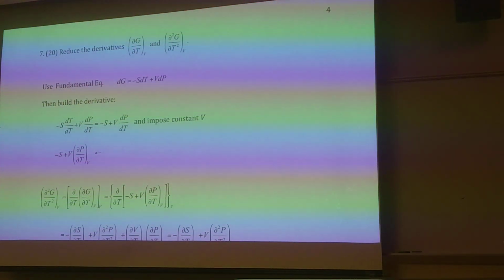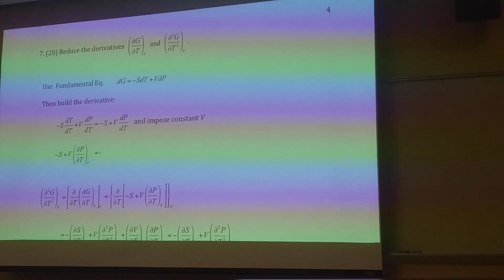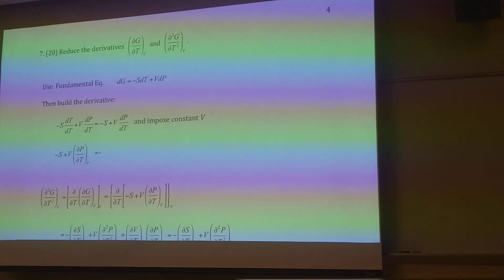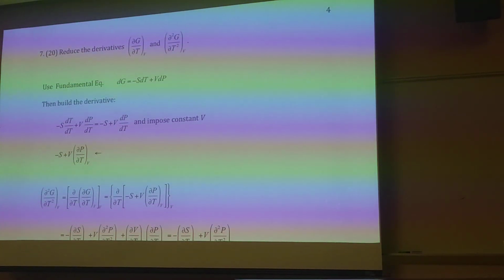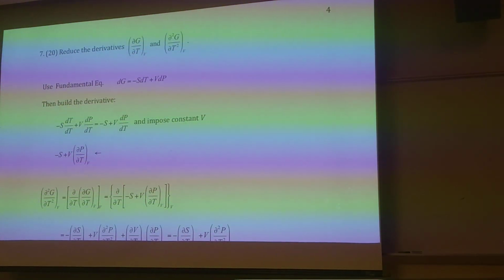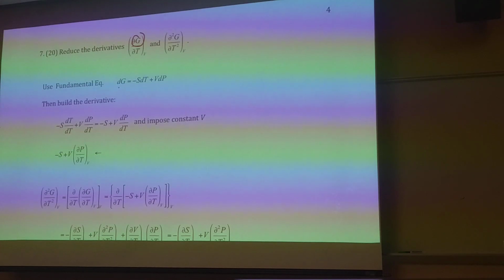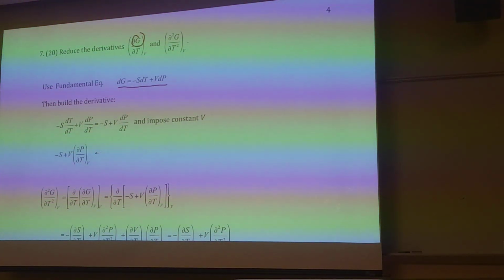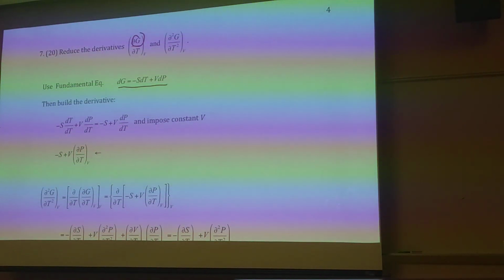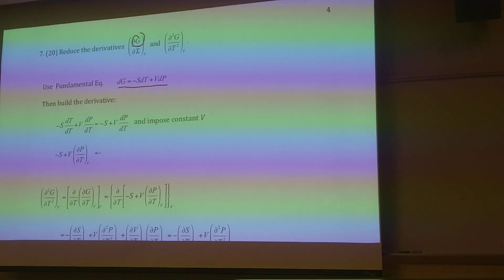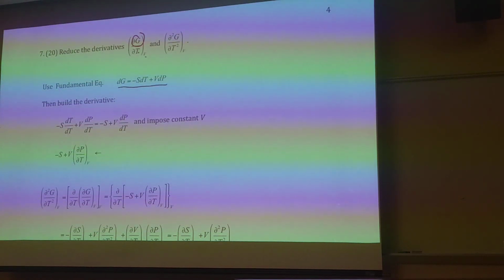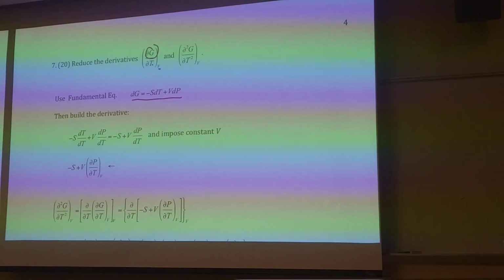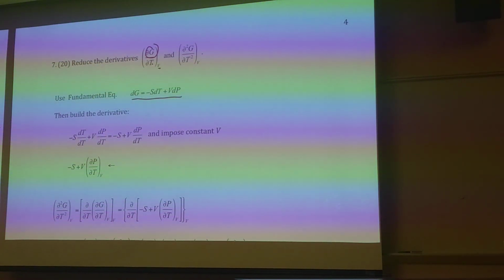The last problem, you're asked to reduce the derivatives, partial g with respect to T at constant V, and the second derivative of g with respect to T at constant V. So we see that we've got the abstraction here in the numerator, so we start with the fundamental equation and build a derivative. So I write dg as minus s dT plus v dP, then divide through by dT, and then impose constant V afterwards and end up right away in a one-liner with minus s plus v times partial P with respect to T at constant V.